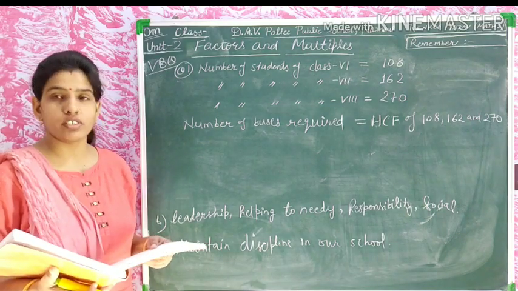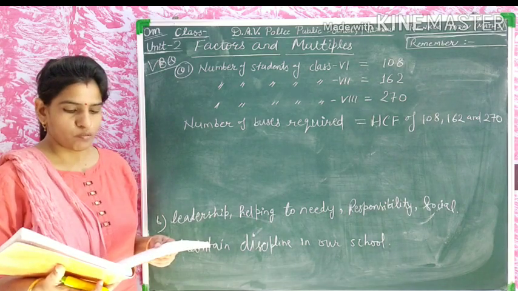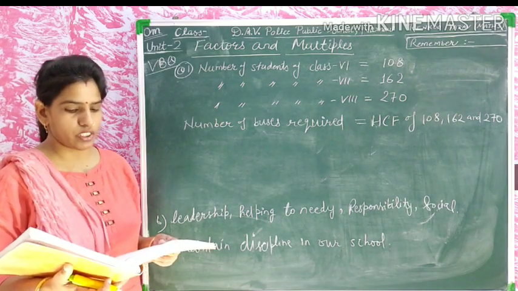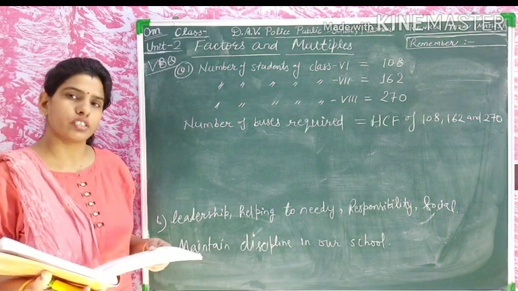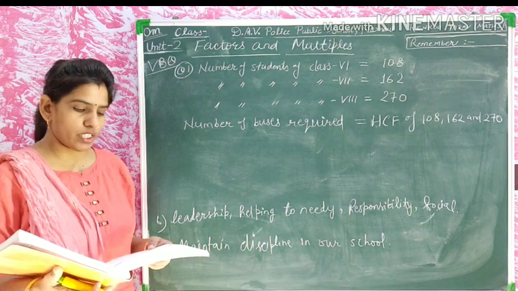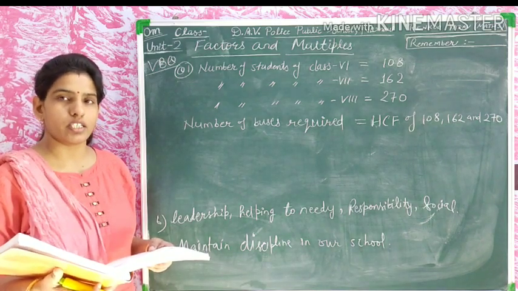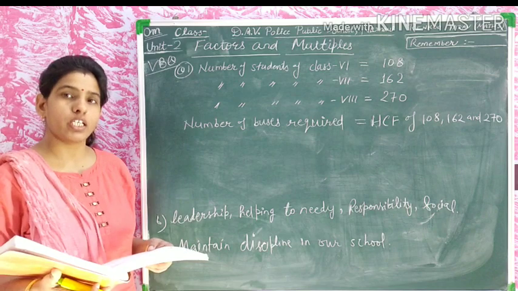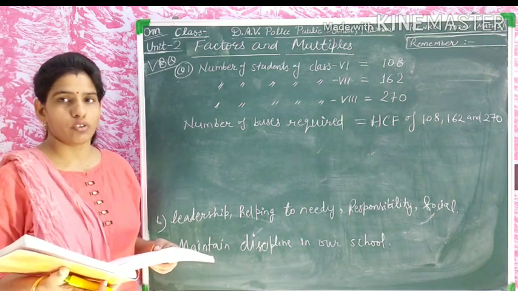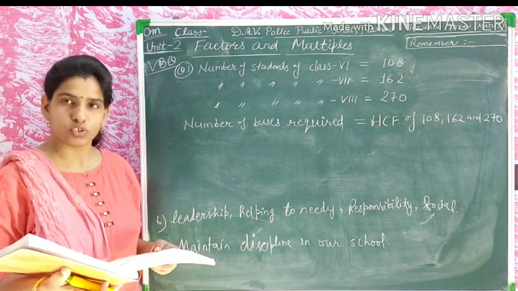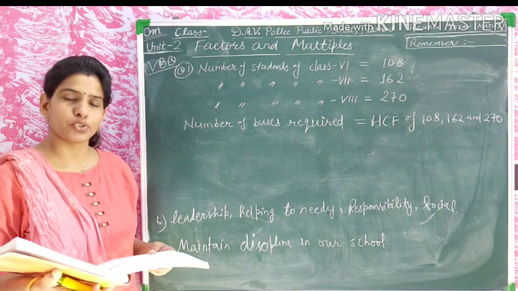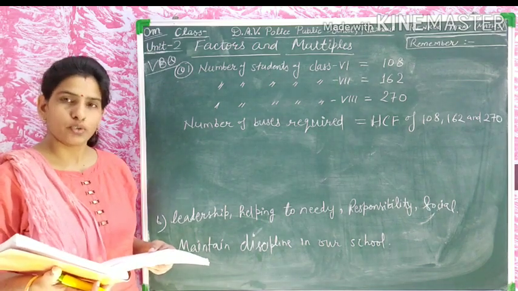This council helps the school students. Rohan has also been selected in his school council this year. Now, the school organized a picnic this year. In that picnic, the students of classes 6, 7 and 8 are going, and the class 6 students are 108, the class 7 students are 162, and the class 8 students are 270.